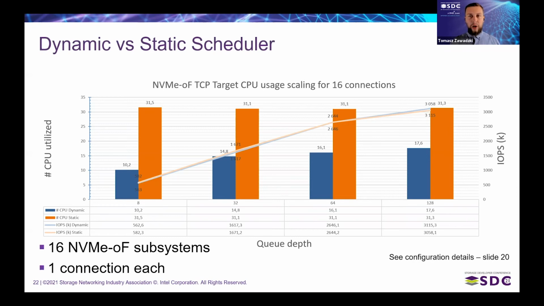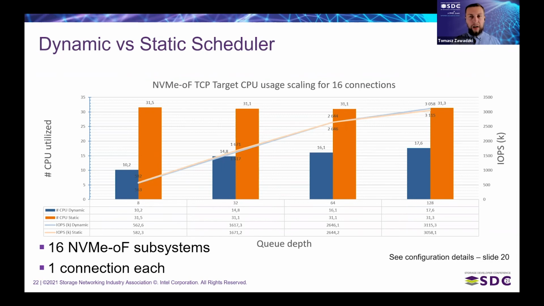Meanwhile, comparing the blue and orange bars shows the difference in CPU utilization between the cases. The orange is the static scheduler, always consuming at least 30 CPU cores as configured. Blue bars represent the dynamic scheduler, collapsing SPDK threads to a minimal set of CPU cores, depending on the I/O load. With QDEP 8, the load is so low that multiple SPDK threads run on the same CPU core, and the other CPU cores are put to rest, resulting in around 10 CPUs being utilized during the test case.